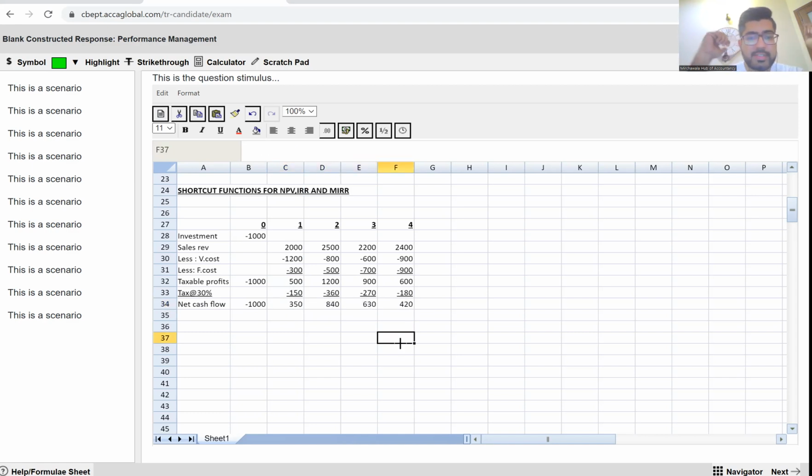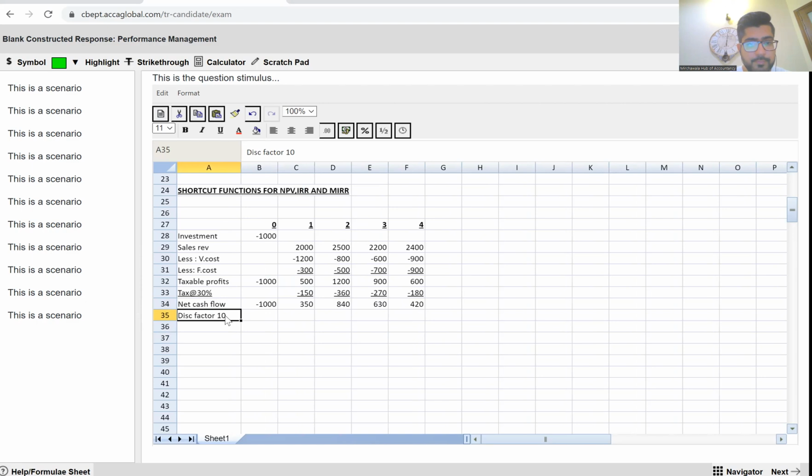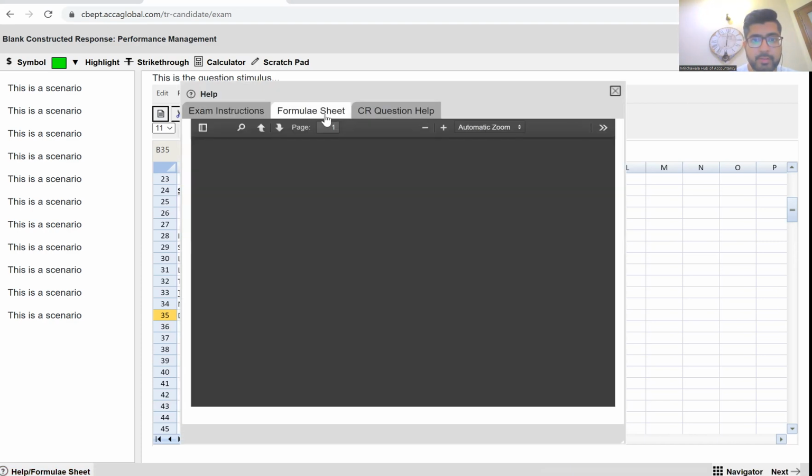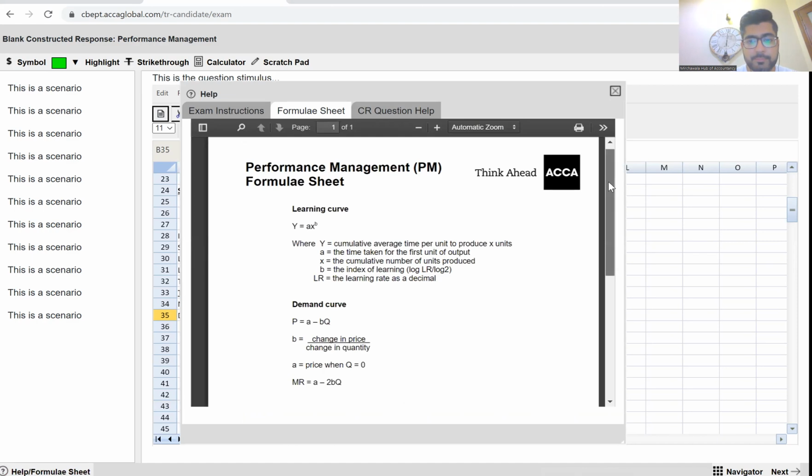Now, net cash flows need to be multiplied by a discount factor. Let's suppose discount factor is 10%. Okay. This is your pattern. You go in this formula sheet that's given in the example.